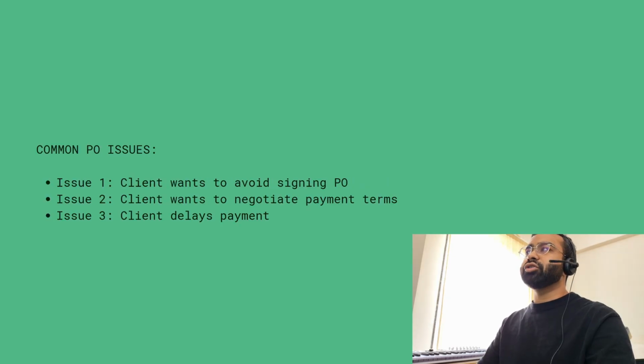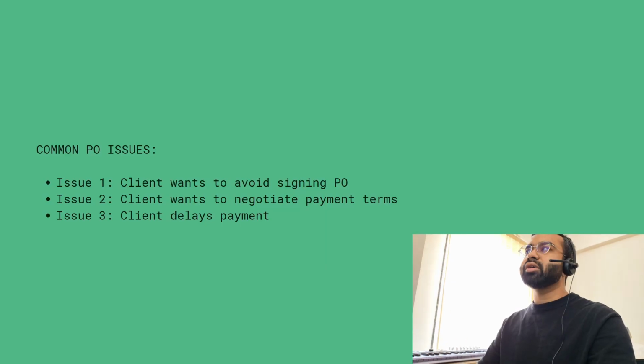Here are the common issues. Client wants to avoid signing PO. Can't we just start? We will do the PO later. You say, I understand the pressure to start, but the PO is how we stay aligned. It's not adversarial, it's just a document. Let's get it signed by this date. We can start preliminary work while we are getting it signed. Usually, they will sign. It takes 3 to 5 days.